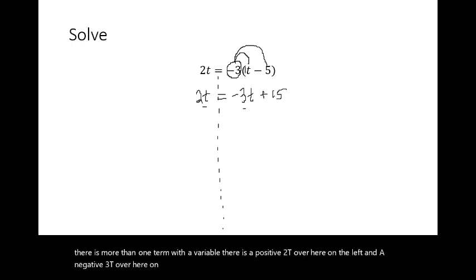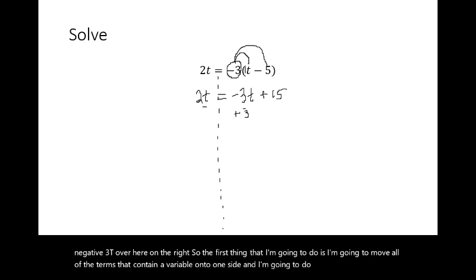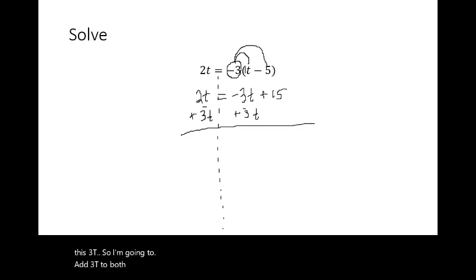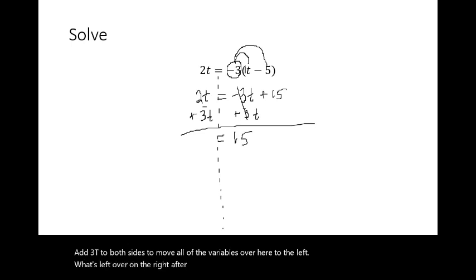So the first thing that I'm going to do is move all of the terms that contain a variable onto one side, and I'm going to do that by getting rid of this 3t. So I'm going to add 3t to both sides to move all of the variables over here to the left. So what's left over on the right after those cancel out is 15. And then 2 plus 3 is 5t.